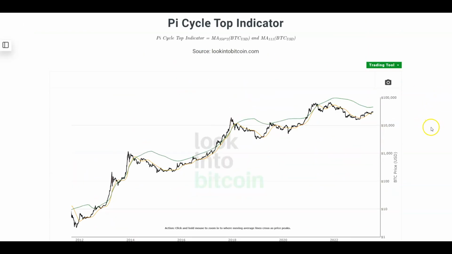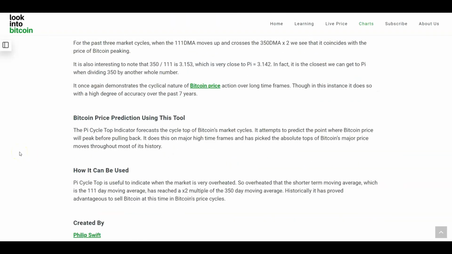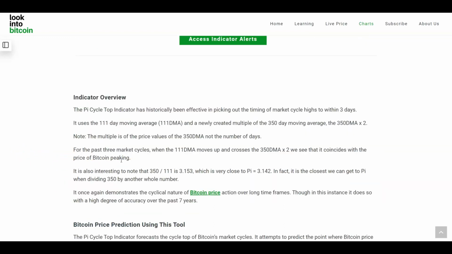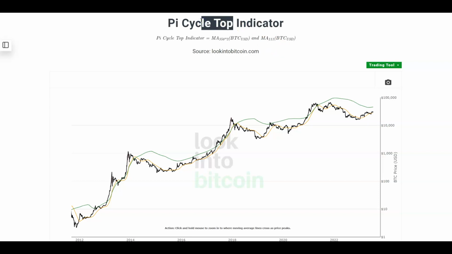Pi cycle top. This is a very interesting moving average cross that's back tested, and that's probably why this even exists. They go into it down here, created by the founder himself. But what you can do is you can back test a bunch of different MAs and MA multipliers, and look, is there anything that has pointed out the exact top or bottom historically? This, as it says, is a cycle top indicator.